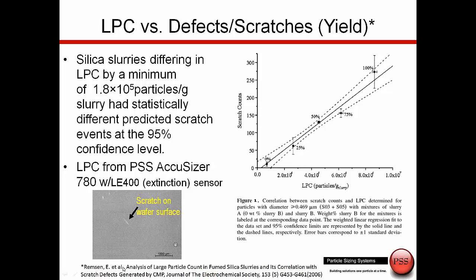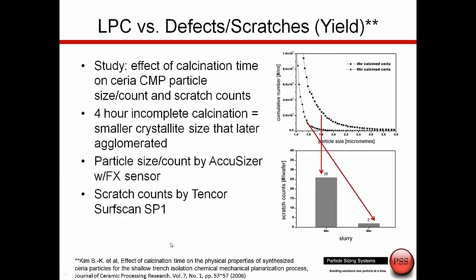This is an image from this particular paper, the reference is given here, and this is a scratch on the wafer surface, just showing how it shows up, and that's what creates these defects. And in this one circle here you see some agglomerated particles, and these are the kind of things that create the scratches.